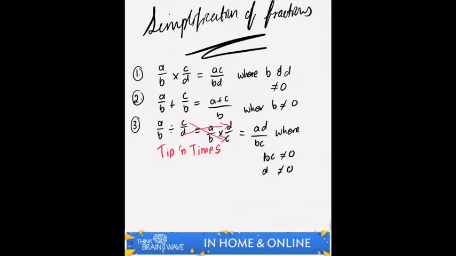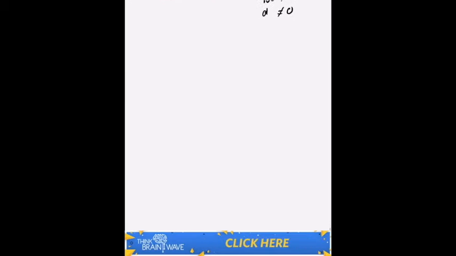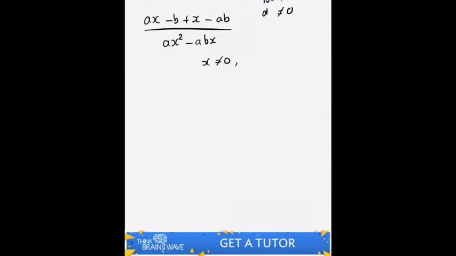Right, let's do an example. Let's start with ax minus b plus x minus ab over ax squared minus abx, where x may not equal 0 and x may not equal b.